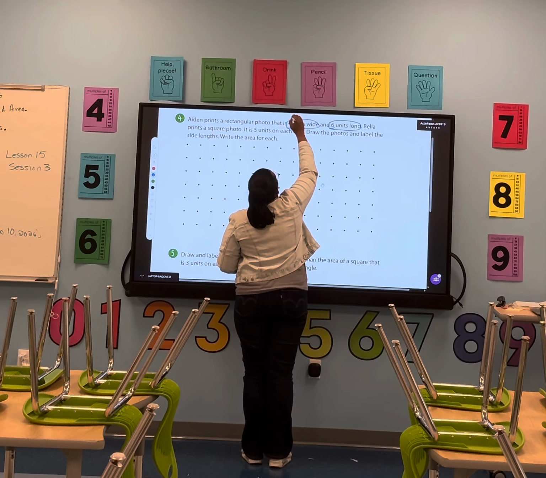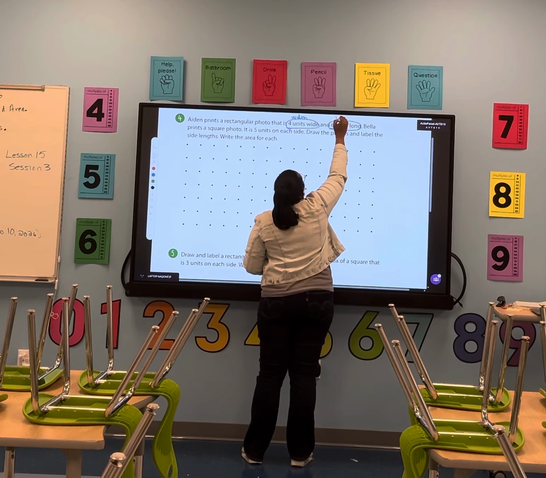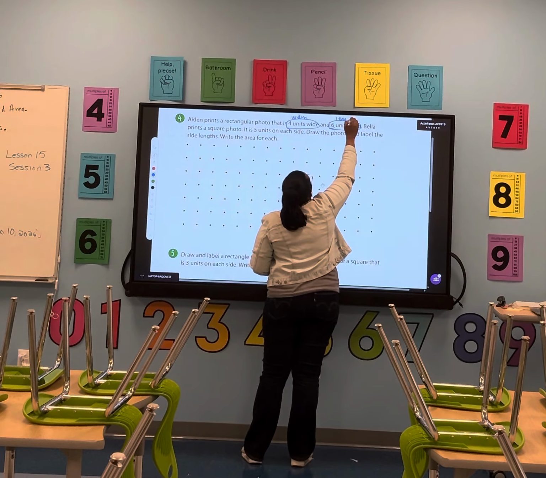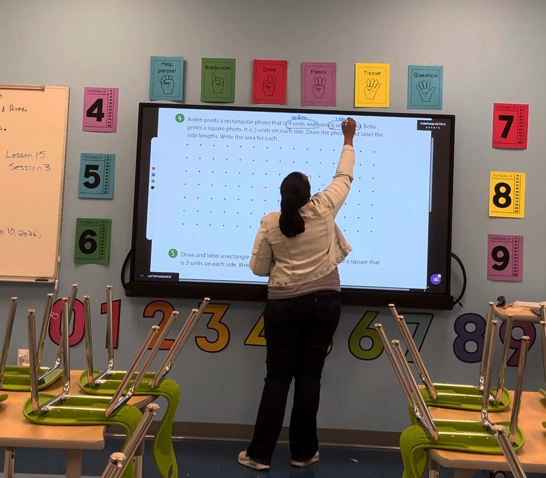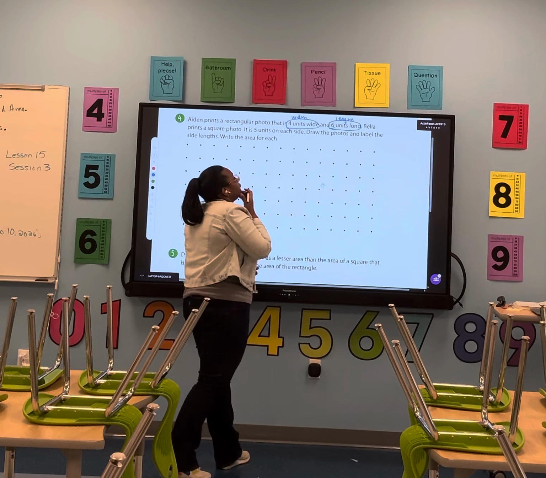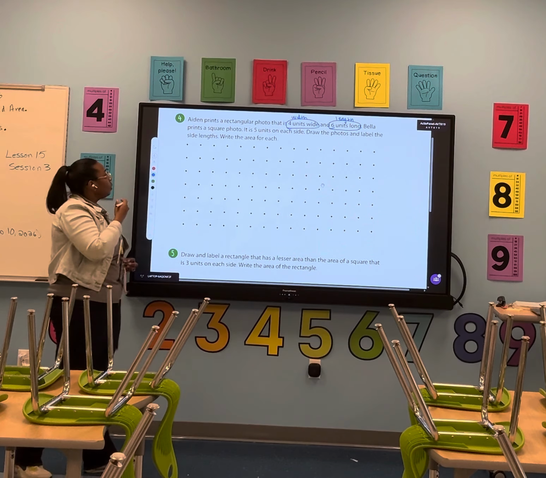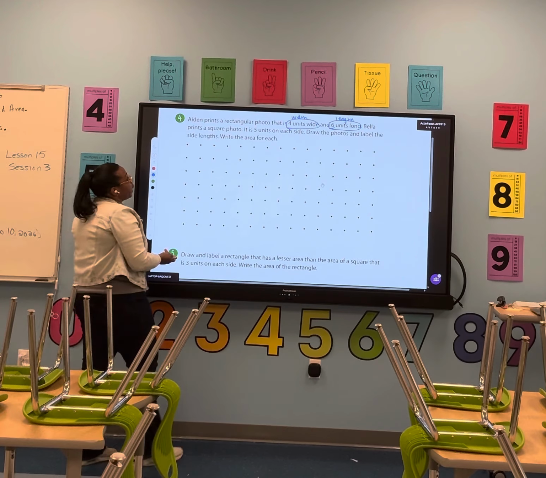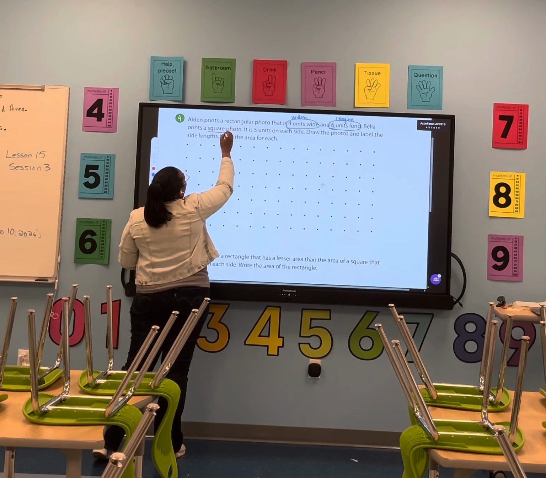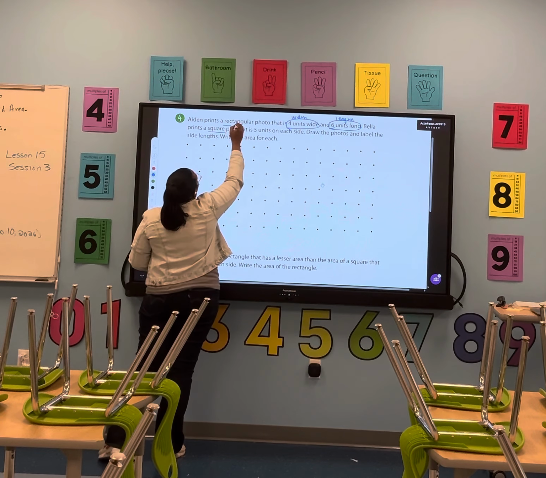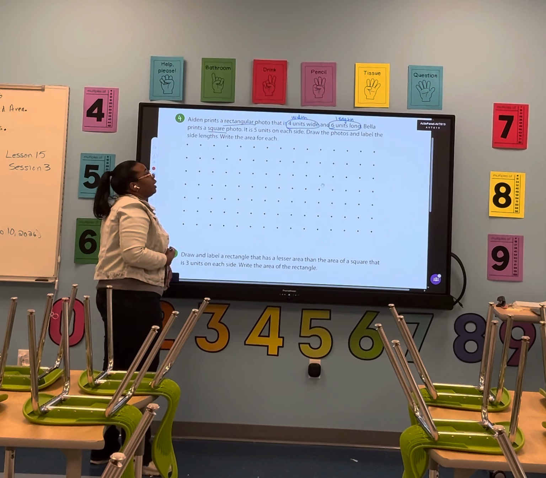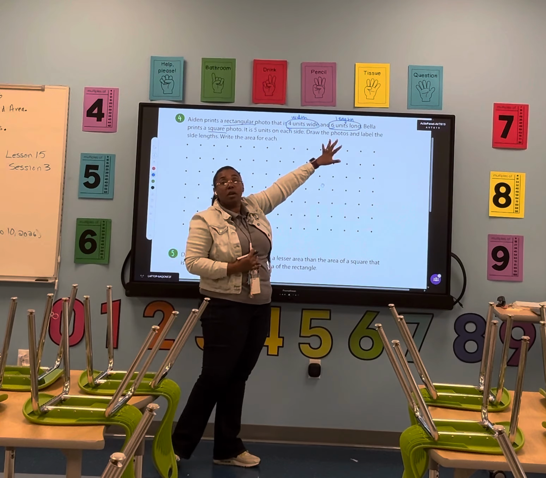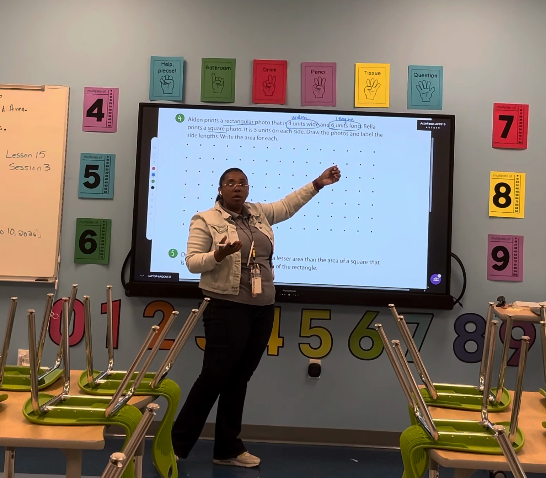Remember, wide means width, long means length. Okay, now let's keep reading. Bella prints a square photo. So Bella's photo is square. That's important. Remember, Aiden's one was a rectangle. So Aiden had 2 different numbers because his is a rectangle.